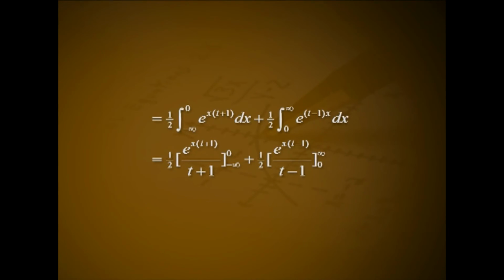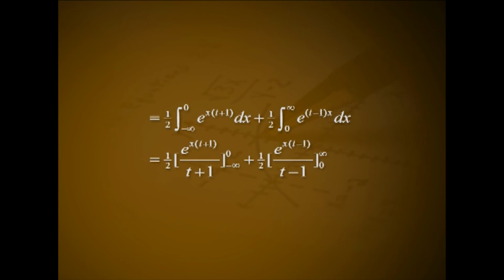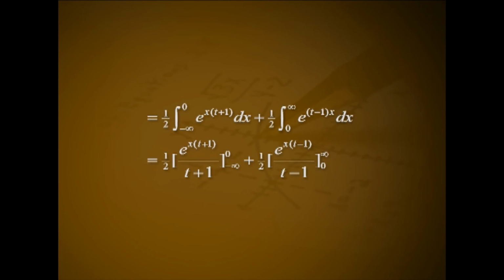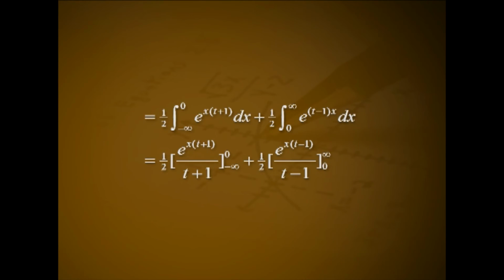When x is negative, modulus of x equal to minus x, and when x is positive, modulus of x equal to x. That is equal to 1 by 2 into integral from minus infinity to 0 e raised to x into (t plus 1) dx plus 1 by 2 into integral from 0 to infinity e raised to (t minus 1) into x dx. That is equal to 1 by 2 into e raised to x into (t plus 1) divided by (t plus 1) in the limit from minus infinity to 0 plus 1 by 2 into e raised to x into (t minus 1) divided by (t minus 1) in the limit from 0 to plus infinity.